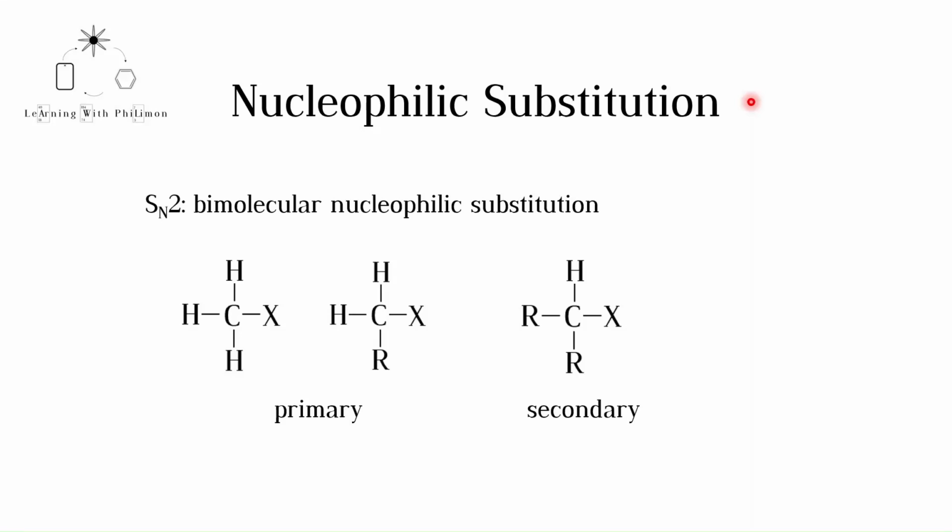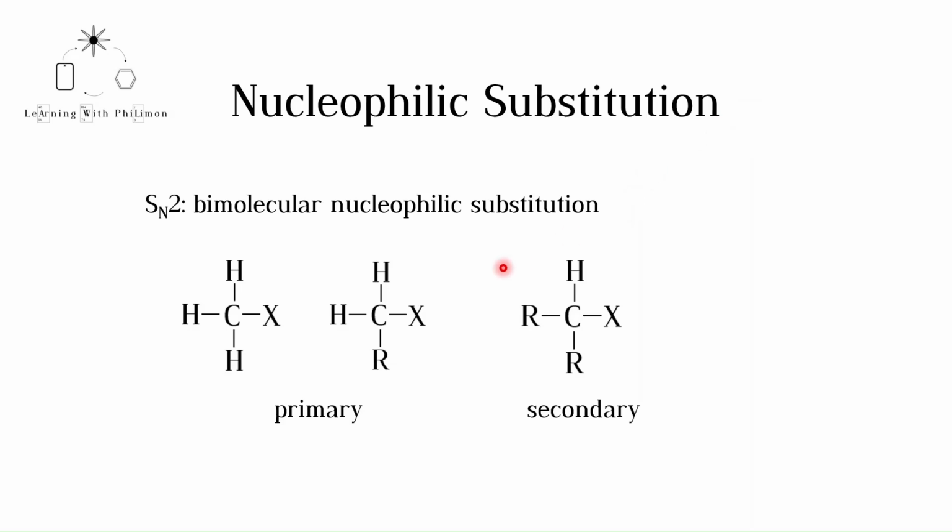In the radical substitution video, we saw that alkanes can be converted to halogenoalkanes via the radical substitution mechanism. In this video, we will explore another type of mechanism, nucleophilic substitution, to see how halogenoalkanes can be converted to alcohols. In the oxidation video, we introduced the concept of primary, secondary, and tertiary. In this video, we will only focus on primary and secondary halogenoalkanes that undergo bimolecular nucleophilic substitution, abbreviated as SN2.